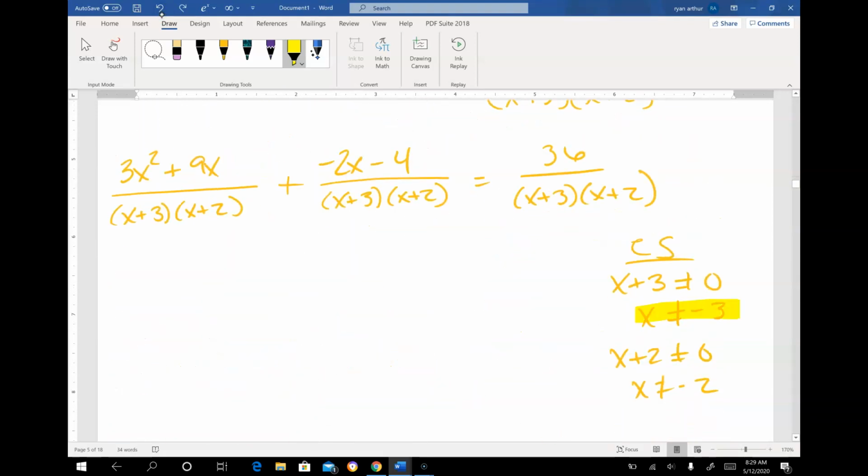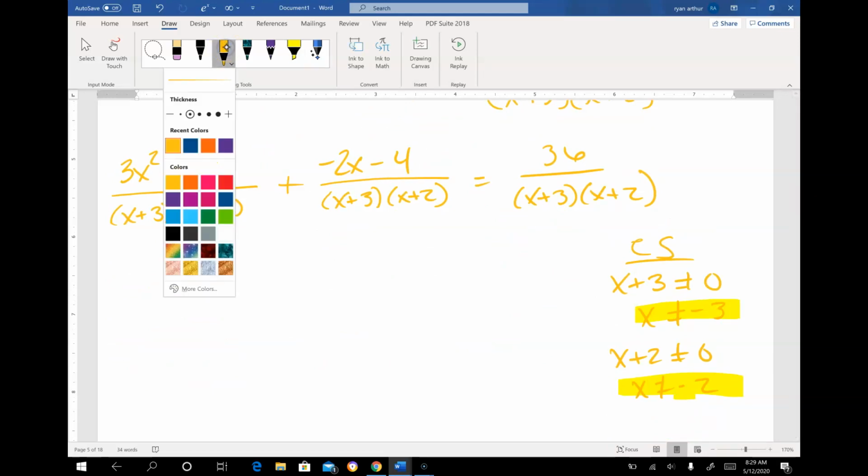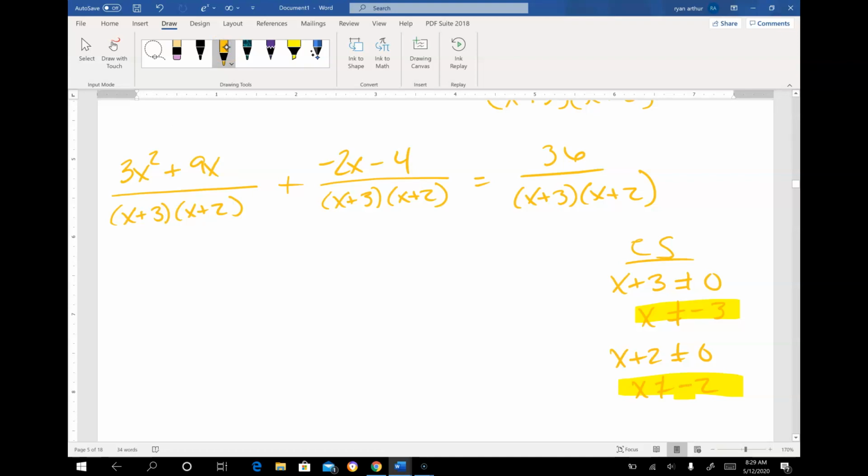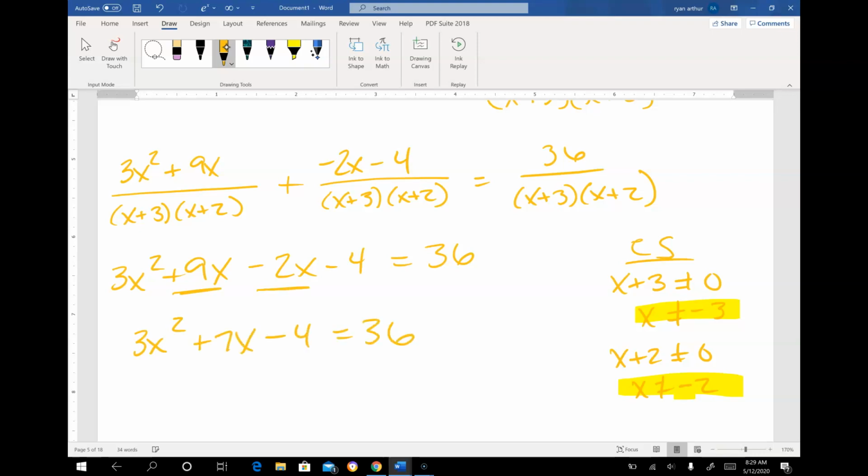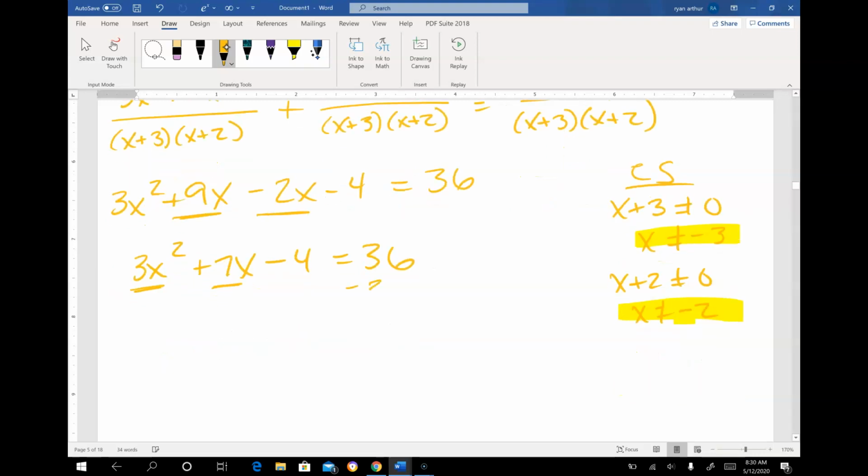So it can't be negative 3 and it can't be negative 2. Okay? Alright, so bring down your numerators. 3x squared plus 9x minus 2x minus 4 equals 36. The 3x squared can't be combined, but the 9x and the negative 2x will give you a positive 7x minus 4. I told you when you have the quadratic term and the linear term, you have to set it equal to 0. So we're going to subtract the 36, and we get 3x squared plus 7x minus 40 equals 0.